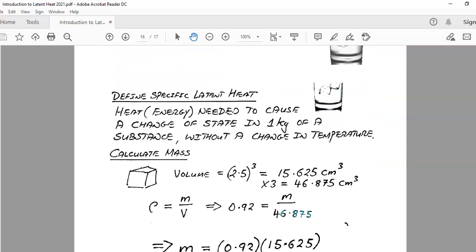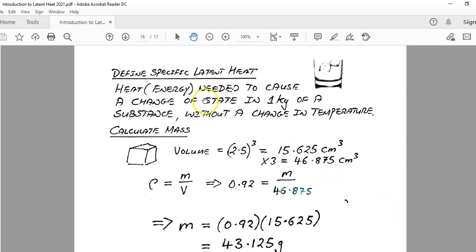Define specific latent heat. It's the energy needed to cause a change of state of 1 kilogram of a substance without a change of temperature. If you actually define specific latent heat of fusion of ice there, that would be grand too. The energy needed to cause a change of state in 1 kilogram of ice from solid to liquid without a change of temperature. Calculate the mass of the ice.